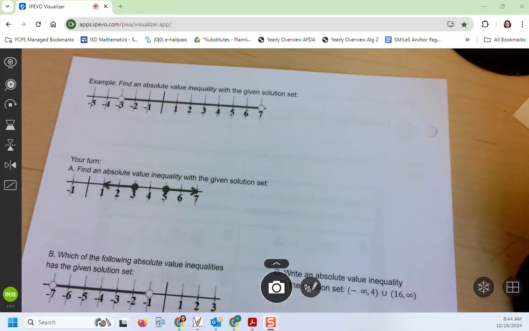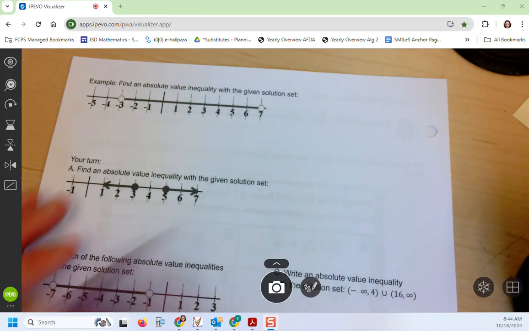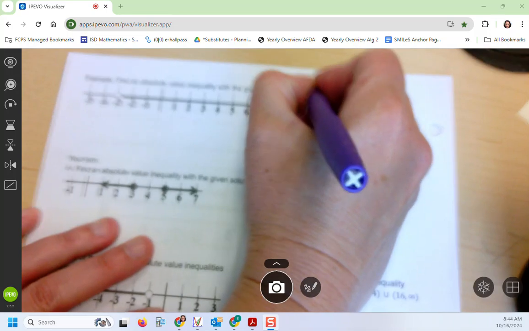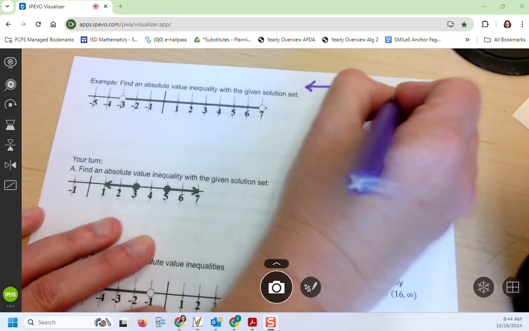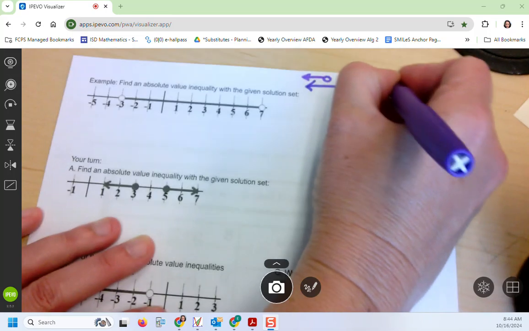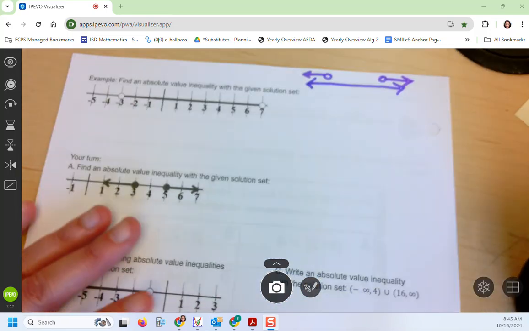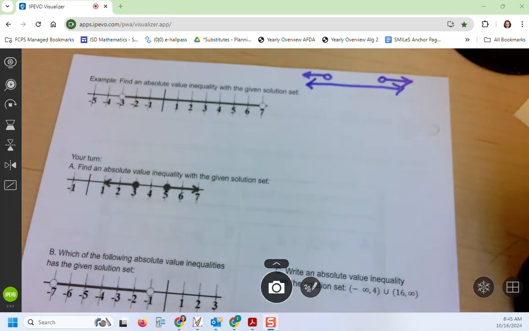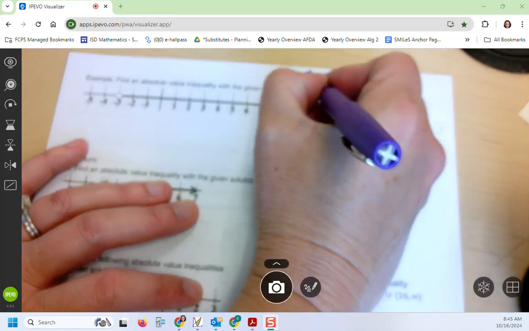Okay. Find an absolute value inequality with a given solution set. So, remember that on the warm-up, we had a picture like this. It was going out, and that was because Armando described what a greater than would look like. If your distance is greater than a certain number, it's going to be going out. So this would be a greater than.